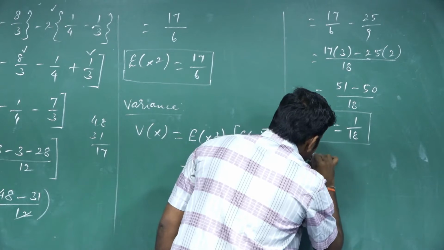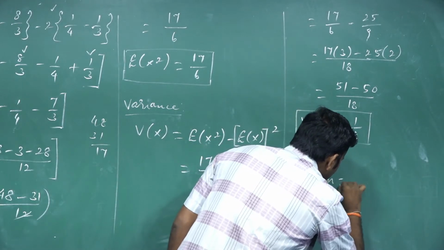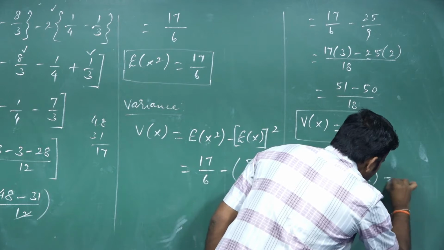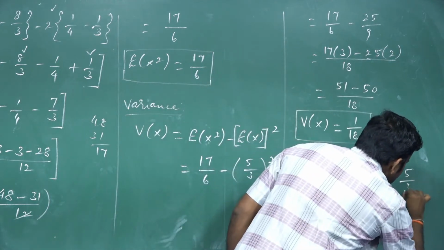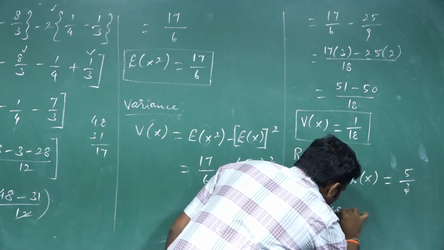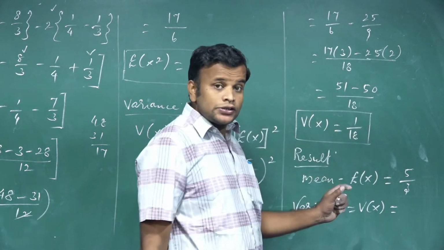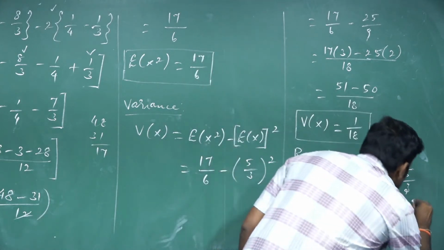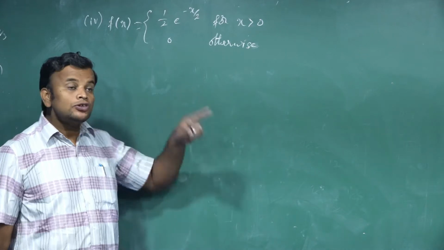Therefore, in result, first we find the mean. The symbol of mean is E of x. That value is 5 by 3. Next to find the variance, whose symbol is VAR of x or just V of x. So the value of the variance is 1 by 18. Now we move to the fourth subdivision.